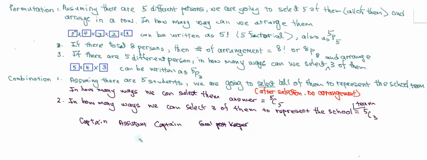Now, let's say you're going to select ABC. You selected ABC. If it's a combination question, if you select 3 of them, ABC or ACB, sorry, then you got BCA. All this for a combination question is only considered one way. Okay? You select them, then the 3 of them represent the school team, that's it.